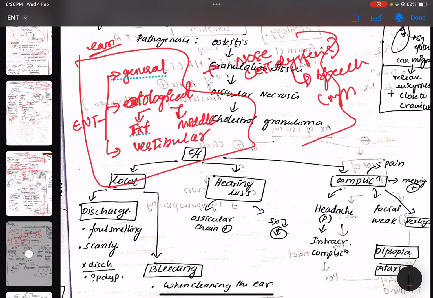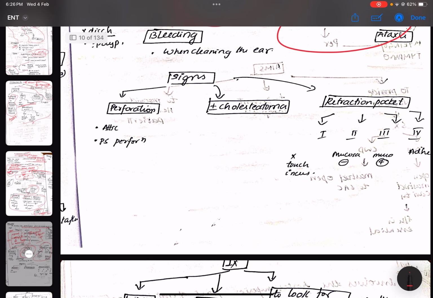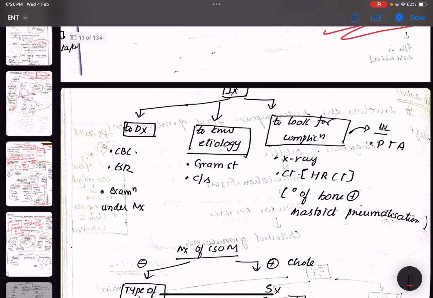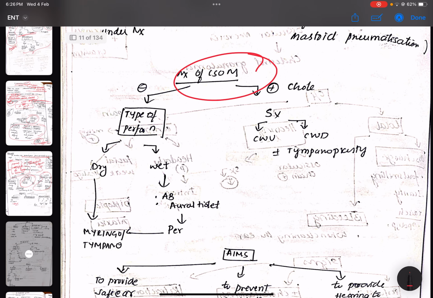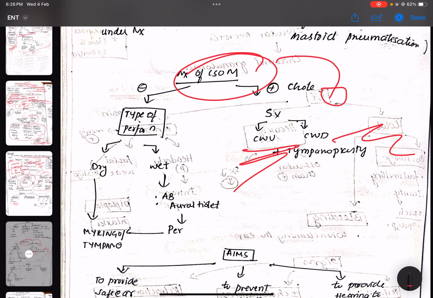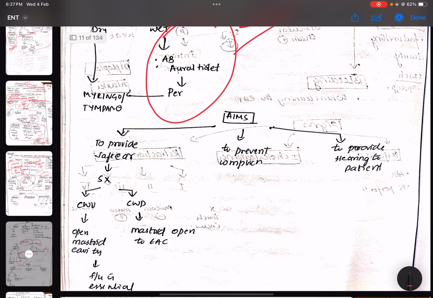And also, what is the function of it? Again, while writing otological, definitely mention hearing loss. And these are the complications which are guided by your anatomy itself. So these are the signs. And again, investigation, the same pattern for all your infections. But management of CSOM solely depends on whether you have cholesteatoma or not. If there is cholesteatoma, then obviously you have to go with canal wall up or canal wall down surgery with tympanoplasty. But if not, then you need to see what type of perforation it is. Obviously, if it's wet, then you have to do aural toilet and cover it with antibiotics. But if it's dry, then you have to go with myringoplasty. And these are the aims.